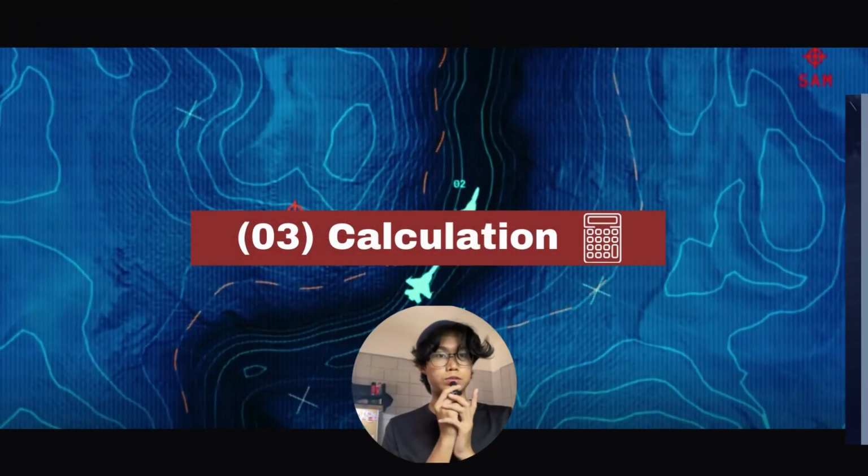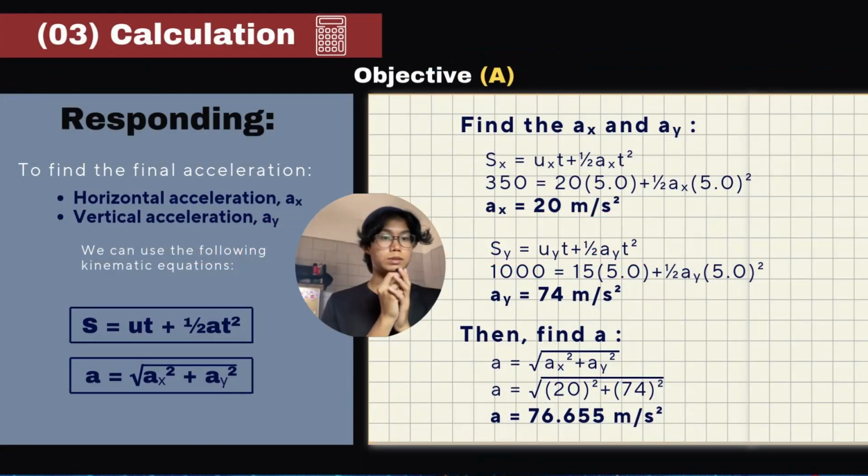Let's move on to the calculation. For the first objective, we are going to find the G-force, and in order to do so, we have to find the acceleration. We are going to use the kinematic equation s equals ut plus half at squared to find the acceleration. By substituting all the constant values, we will get Ax equal to 20 meters per second squared, while Ay is equal to 74 meters per second squared. Hence, the final acceleration is 76.655 meters per second squared.